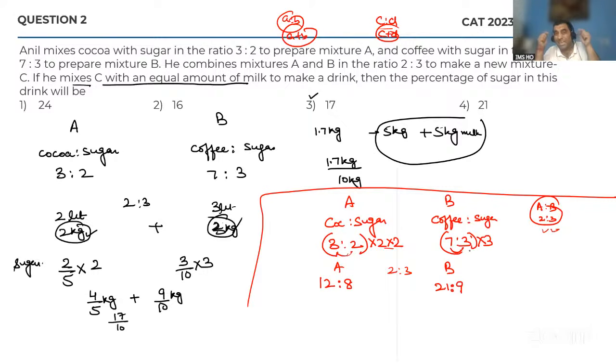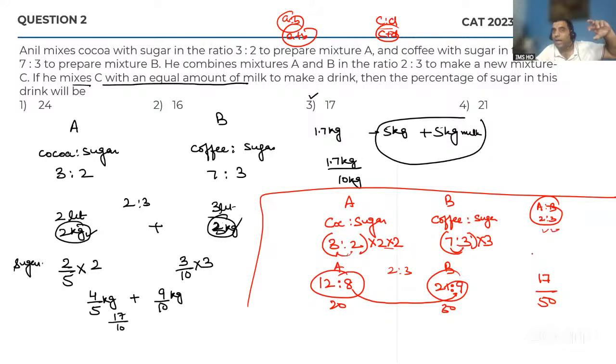Now, you can just check that for clarification. Next time, you will not be doing it. 12 plus 8 is 20, while 21 plus 9 is 30. So the 20 to 30 ratio is 2:3, which I want. That means till here, my first part is done. Now, what is the total amount of sugar? 8 and 9. Combining, sugar will be 17. This total weight is 20. This total weight is 30. So that means now sugar is 17 out of 50.